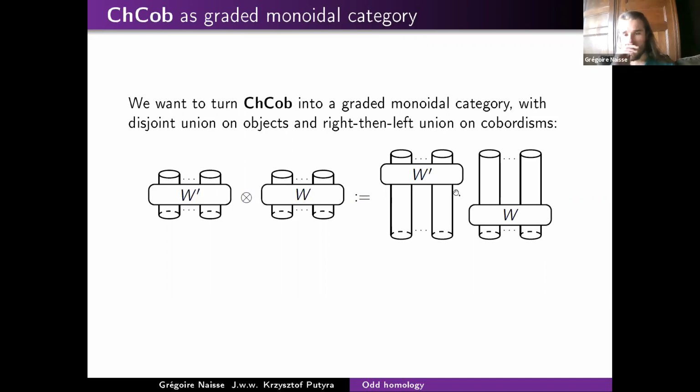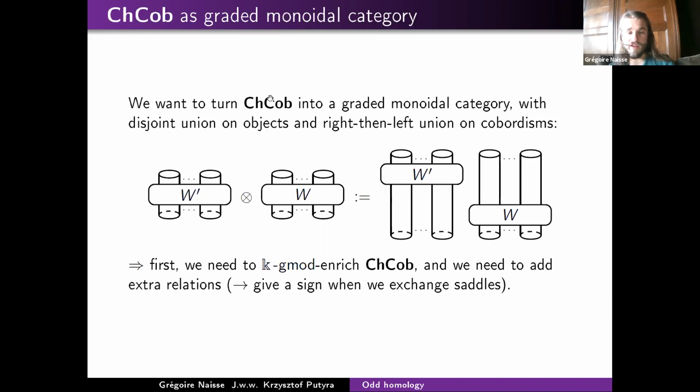And then the next step is that you need to linearize this category, because you need it to be KGMod enriched. And also you want to add some relations, so that when you exchange distant saddles, especially when you exchange distant splits, you get a minus sign in order to match with our functor OF.